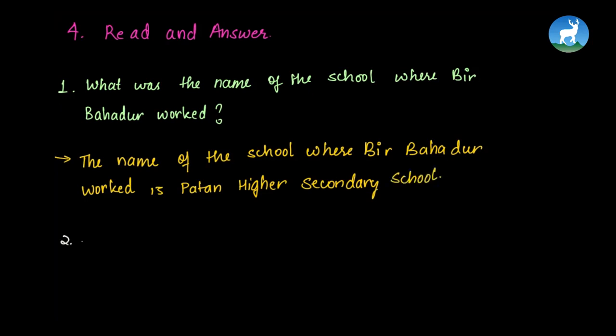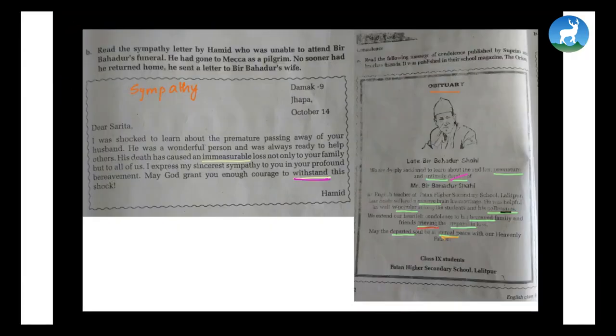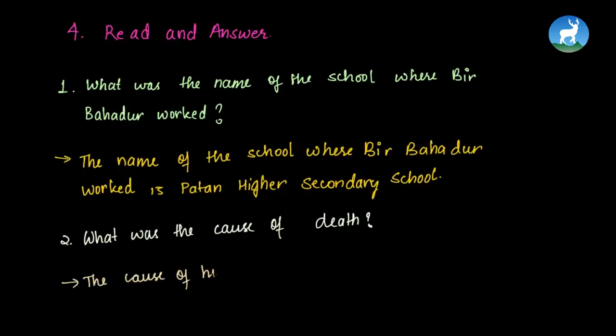The second question is, what was the cause of death? Again, let's go through the paragraph. Let's go through the text and find the answer. Late Shahi suffered a massive brain hemorrhage. So again, the answer is very straightforward. Let's write it down. The cause of his death was brain hemorrhage.